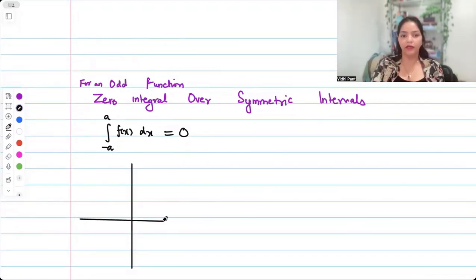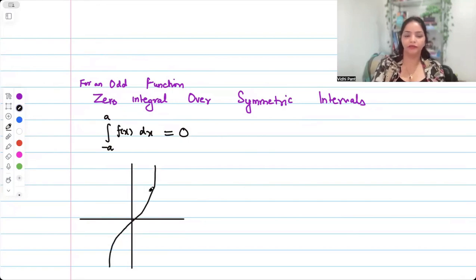So graphically speaking, if y equals x cube is the graph that you are looking at, and say we are looking at the area from minus a to a, you will see that the positive and negative areas will cancel each other out and you will get 0.